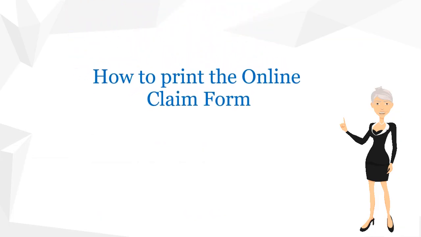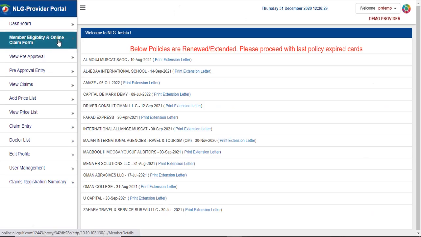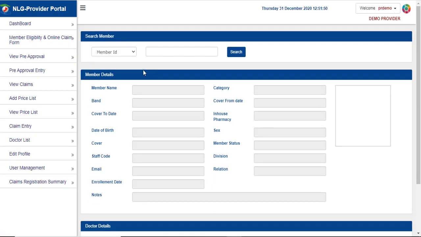Now, how to print the online claim form. Click on the Member Eligibility and Online Claim Form menu and you are redirected as shown. The user can select and search either by Member ID or Resident ID. Enter the Member ID and click on the Search button. If the Member ID is incorrect, the system will validate with the message: this member does not have access to your facility.